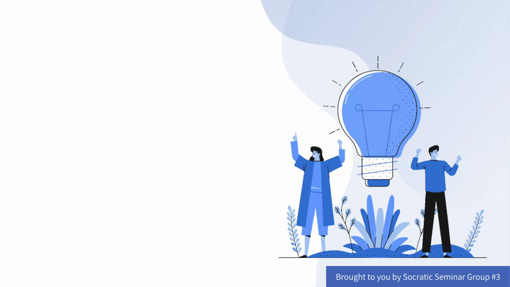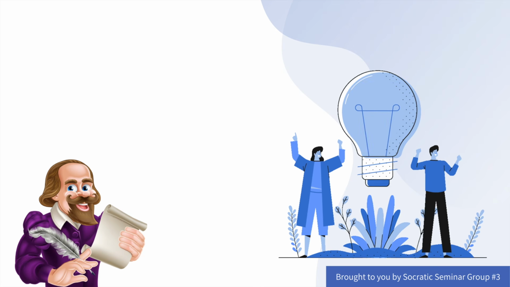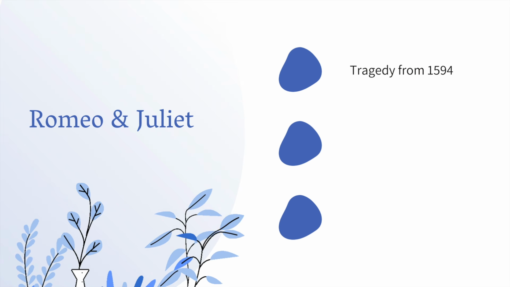Hi, let's talk Shakespeare. Renaissance writer William Shakespeare is often known for his plays and poems. Amongst his most famous works is Romeo and Juliet. Romeo and Juliet is a tragedy written around 1594.